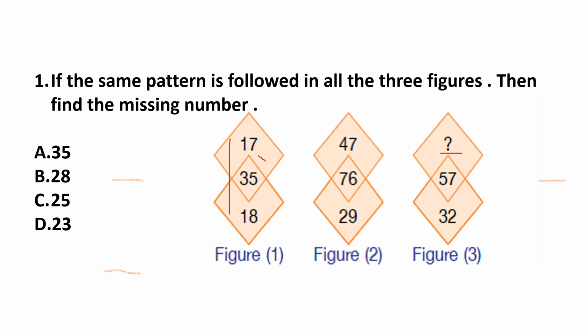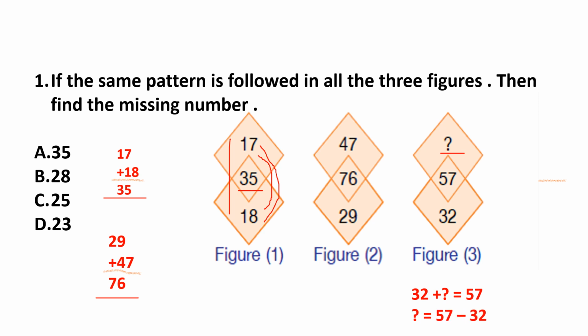If we add 17 plus 18, answer is 35. That means if we add these two numbers, the sum is the middle one. So in next number, we will check 47 plus 29 is 76. This is the pattern. So what will come at the question mark? 32 plus question mark is 57. So question mark is 57 minus 32. That means 57 minus 32 is 25. 7 minus 2 is 5 and 5 minus 3 is 2. So our answer is option C, 25.